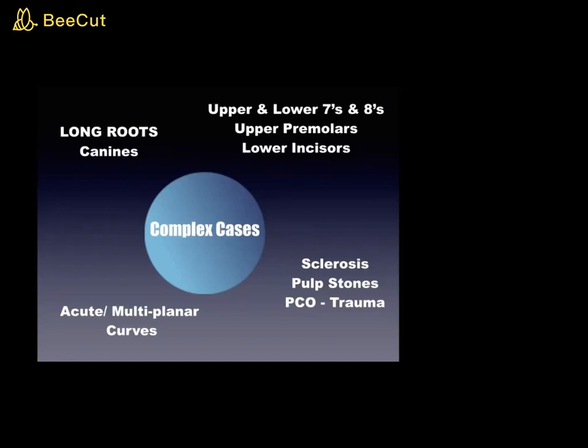Look for canal sclerosis on the bottom right-hand side. Canal sclerosis, pulp stones. Normally you can have complete pulp canal obliteration. With trauma, some of these upper central incisors will be completely obliterated. Are you going to do any justice by trying to go in there if you can't see what you're doing? If you look at the bottom left-hand side, acute and multiplanar curves, these are things that you need to consider. Have you got the skill and the ability to negotiate these? And again, I'm not here to try to teach you or advise you how to negotiate those. Those are for other lectures if you're interested.